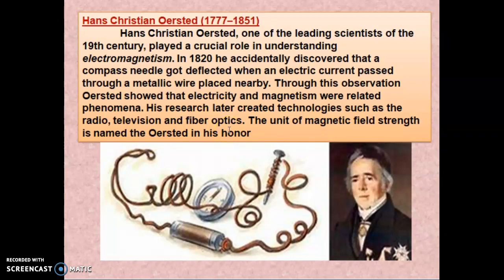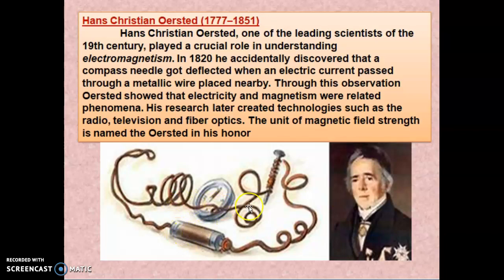So Ørsted was one of the leading scientists of the 19th century who understood electromagnetism. In 1820 he discovered that a compass needle got deflected when electric current passes through a wire. This observation shows that electricity and magnetism are related to each other. You can see this diagram, the photo of Ørsted.